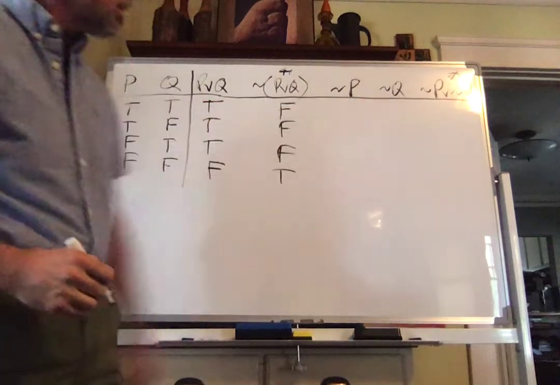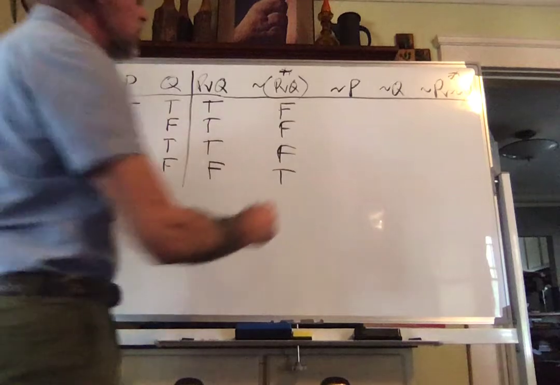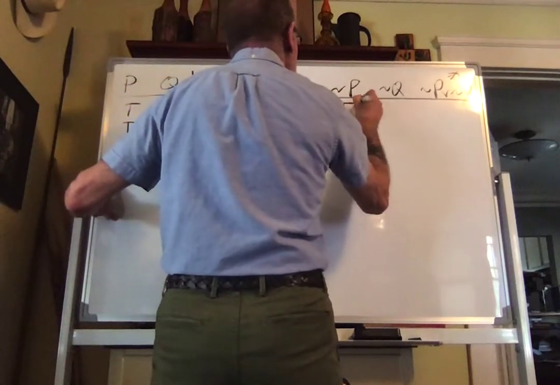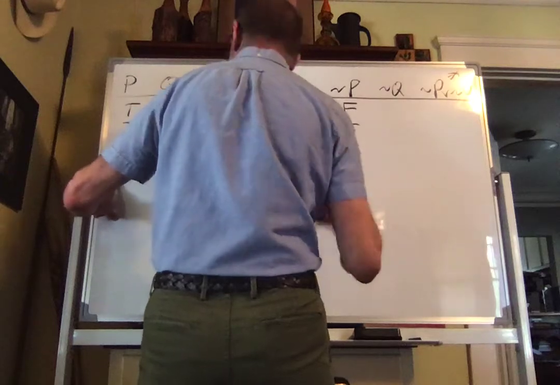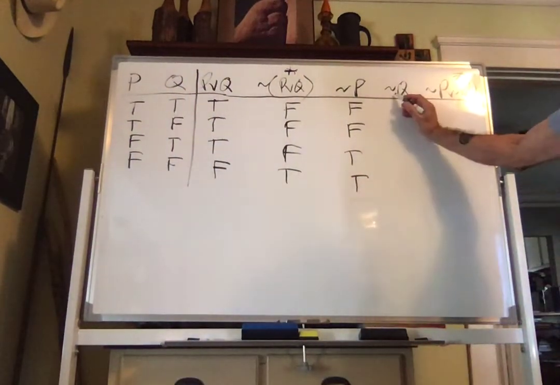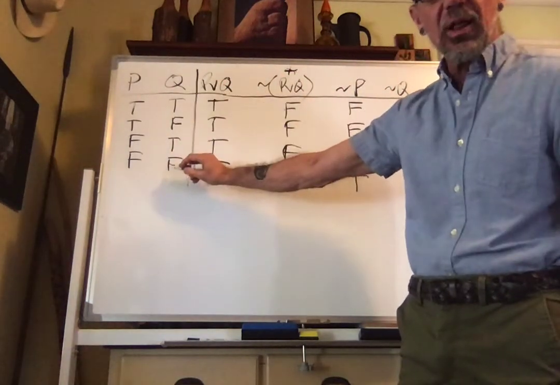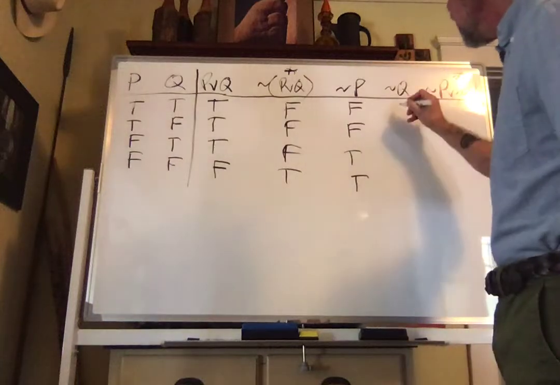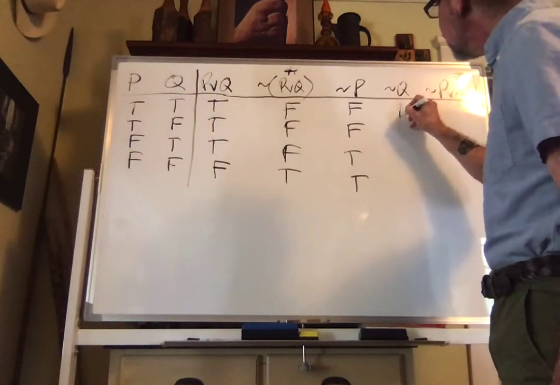Turning to the next column, well, that's the negation of P. So I just look at the P reference column and I write the opposite. Under the negation of P, instead of TTFF, I have FFTT. Apply the same principle here to negation Q, except now it's the Q reference column where we're looking. And under negation sign Q, we get the opposite of what we had under Q.